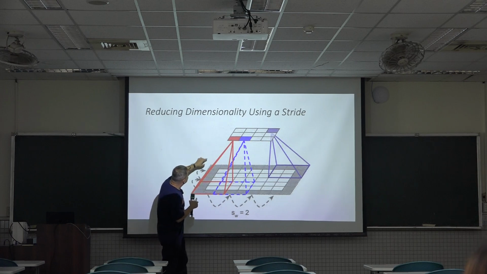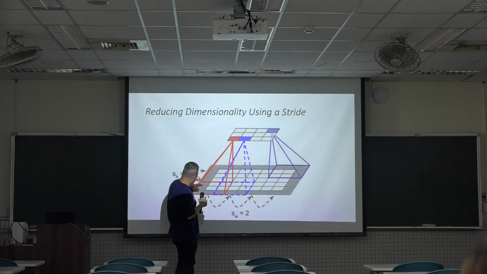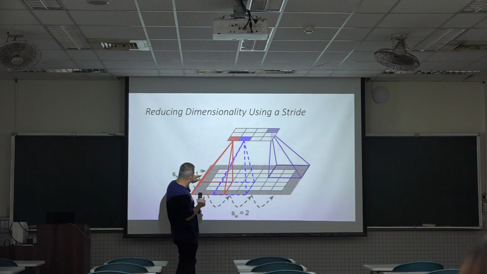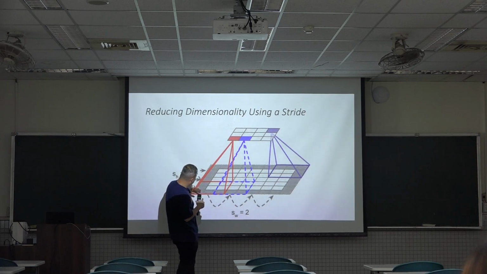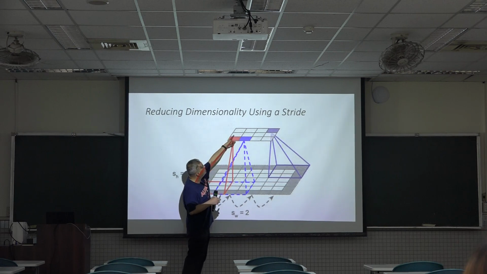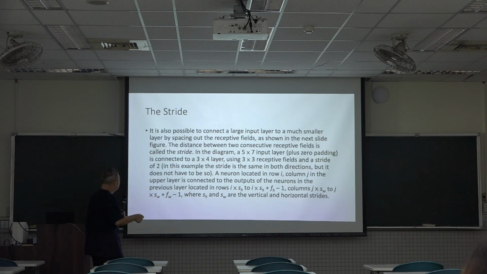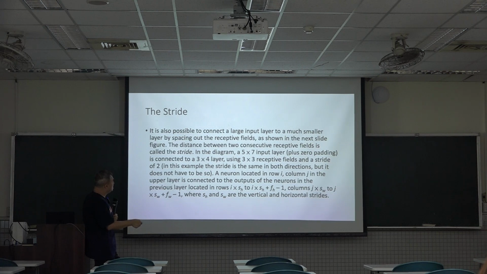So you can see this one is mapped to this area, because we have to move 2 units up. So a 5 by 7 input layer is connected to a 3x4 layer, using a 3x3 receptive field and a stride of 2 on both directions, on the horizontal and the vertical direction.